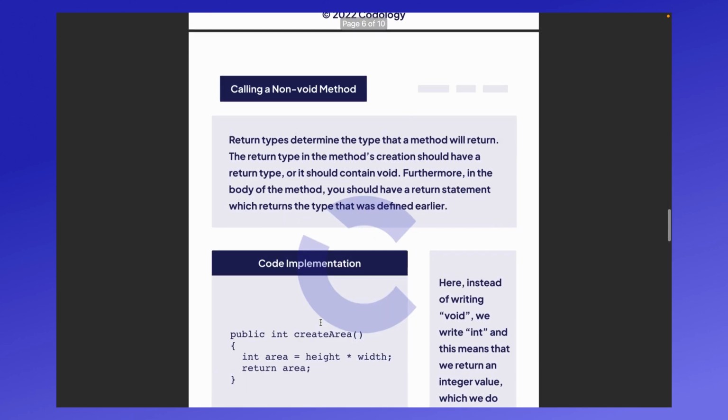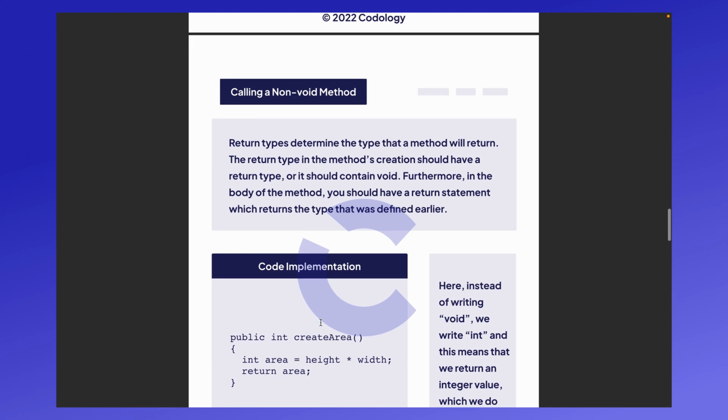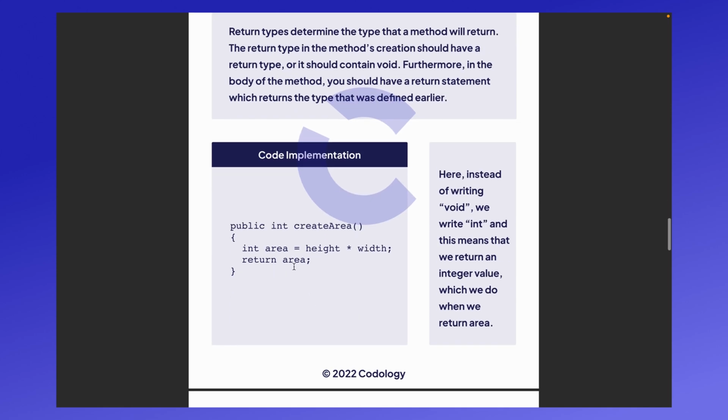A non-void method. So then we would have a return statement. Make sure that your method will always return something, otherwise it'll run into an error. So this method will return an integer value. So here we have it setting a value and then returning an int value.